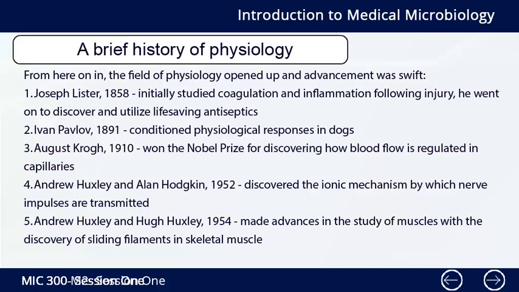Number 4, Andrew Huxley and Alan Hodgkin, 1952, discovered the iconic mechanism by which nerve impulses are transmitted. Number 5, Andrew Huxley and Hugh Huxley, 1954, made advances in the study of muscles with the discovery of sliding filaments in skeletal muscle.